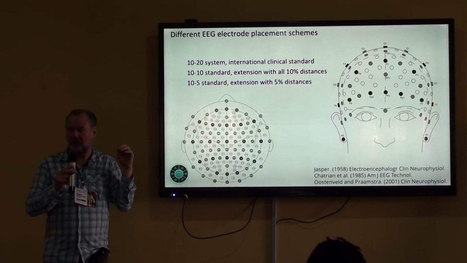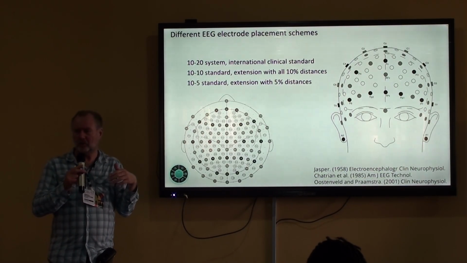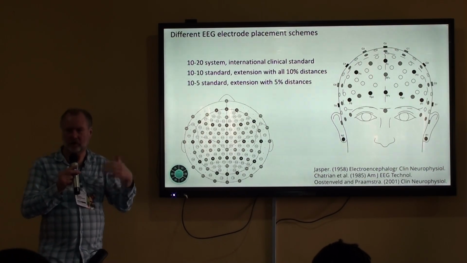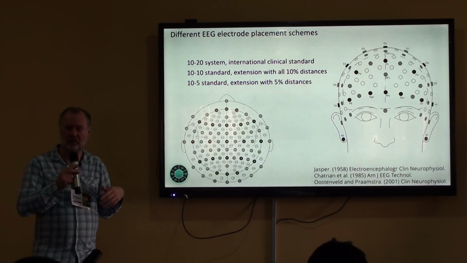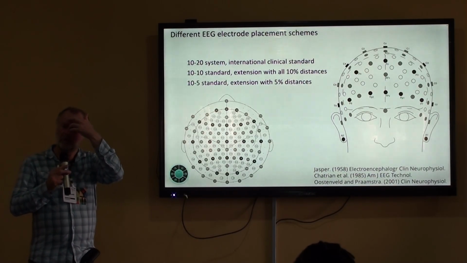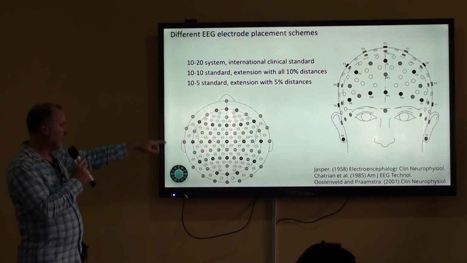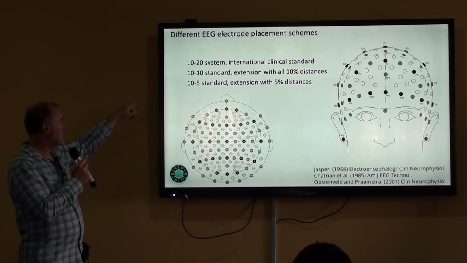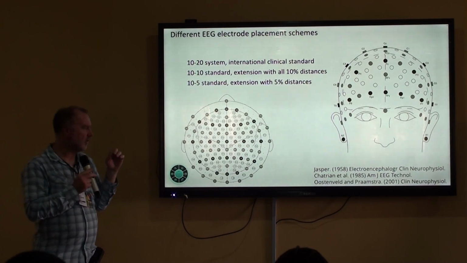Okay, so I already explained what the 10-20 system is that we use for electrode placement. But for research purposes, we often want to place more than 21 channels. And for this, over the years, multiple extensions have been added to the 10-20 system. In a way, very obvious, because we're using distances of 10 and 20%. So the first extension introduced in the 80s was the 10-10 standard, which introduces all 10% distances.